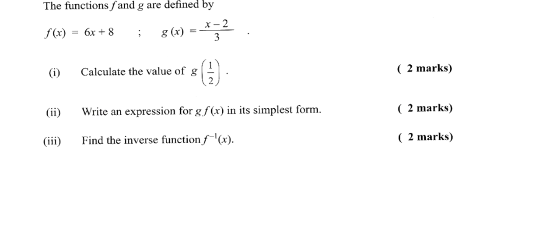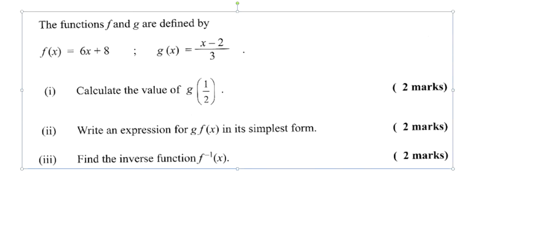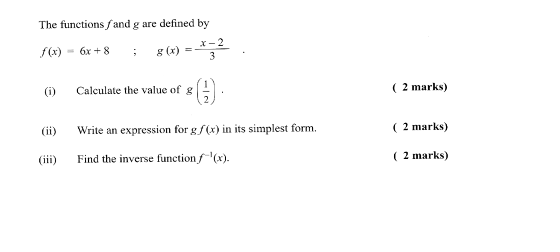Let's do another one. So we have two functions again, and we want to find g of a half. So g of a half will be (half minus 2) over 3, which is half minus 2 will give us minus 1.5 divided by 3, and we get minus a half. You can just use your calculator to work this out. So all I'm doing is taking a half and substituting it into this function here.